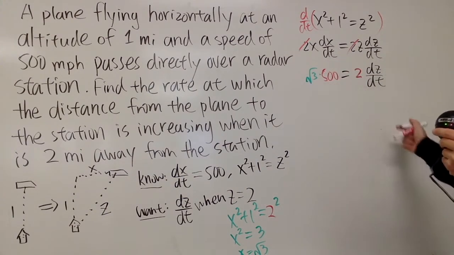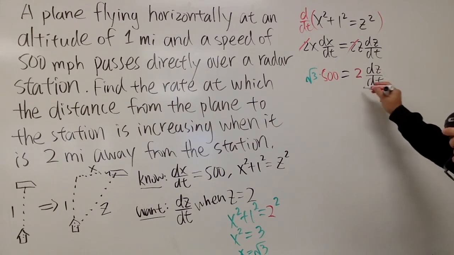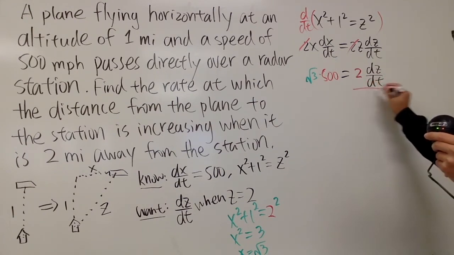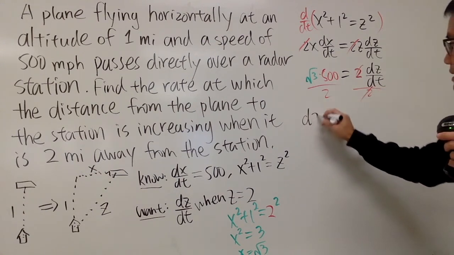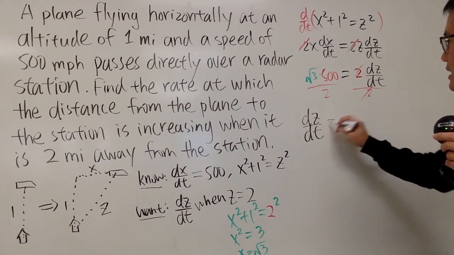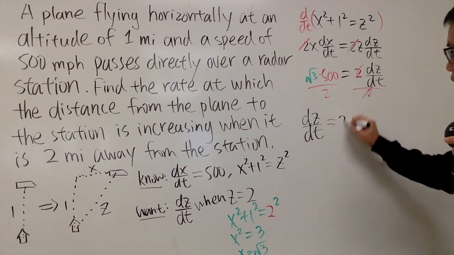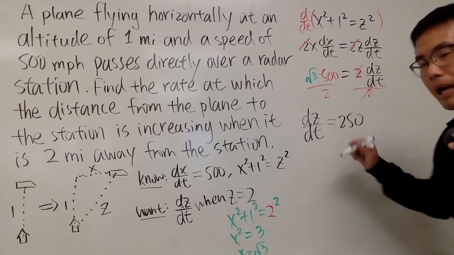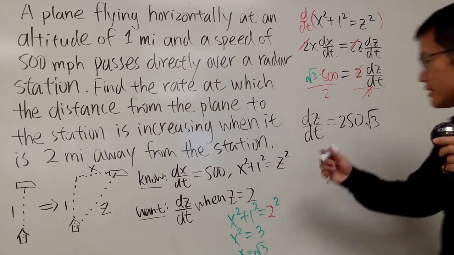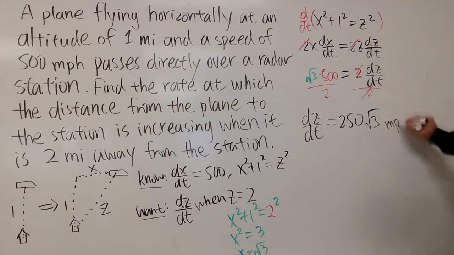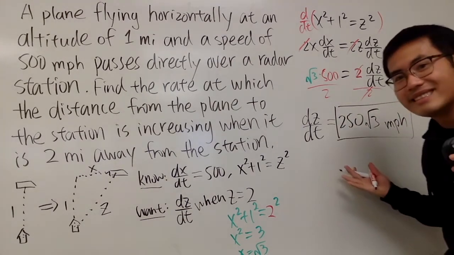And now have a look here. Of course, to get dz/dt by itself, we can just divide by the 2 on both sides. So we can say that dz/dt is nicely equal to, reducing that, 250 times the square root of 3. And don't forget, this is the speed, so this is miles per hour. And that's it.